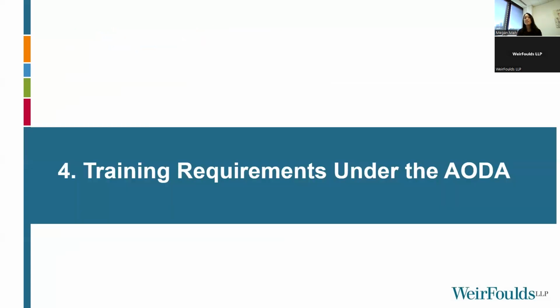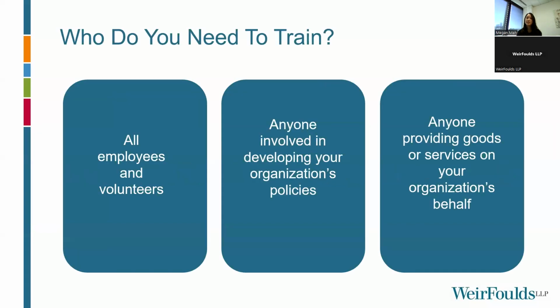Now, I wanted to talk about training requirements under the AODA now that we've covered some of the different standards under the AODA. Now, in general, every provider of goods or services needs to provide training to all employees and volunteers. And so that includes paid and unpaid, full-time, part-time, and contract positions. So for example, even if someone is only on a 3-month contract, you would still be required to train them.